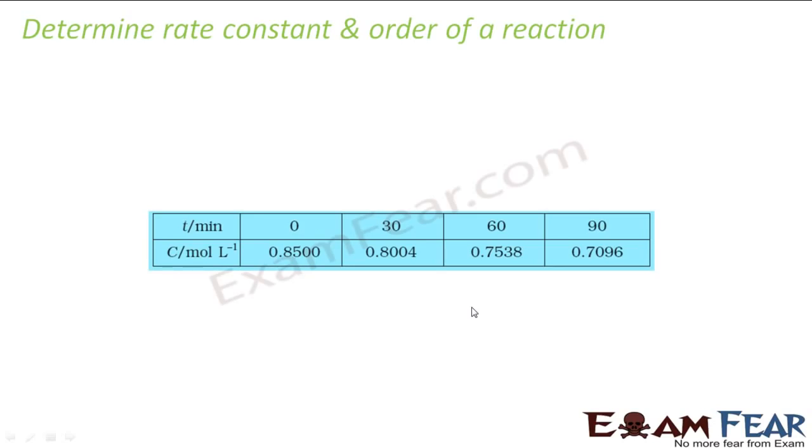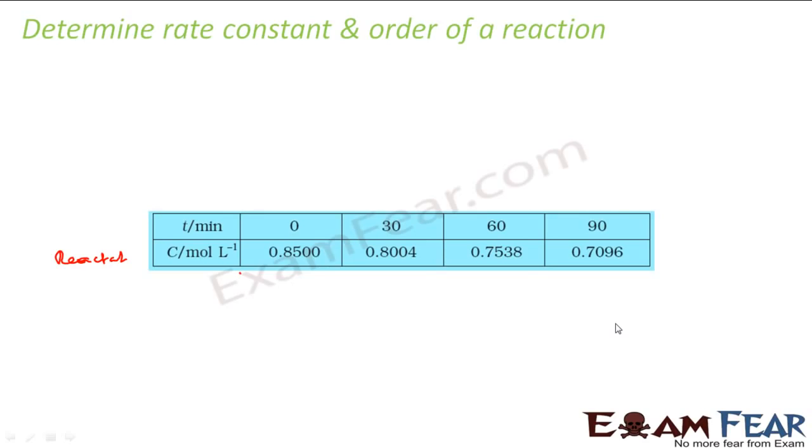Order of a reaction given we have some data. This is the experimental data that is given, that some experiment was performed, and this is, let's suppose, the concentration of reactant at different intervals of time. With this data I have to find whether it is a first order reaction, second order reaction, or third order reaction.